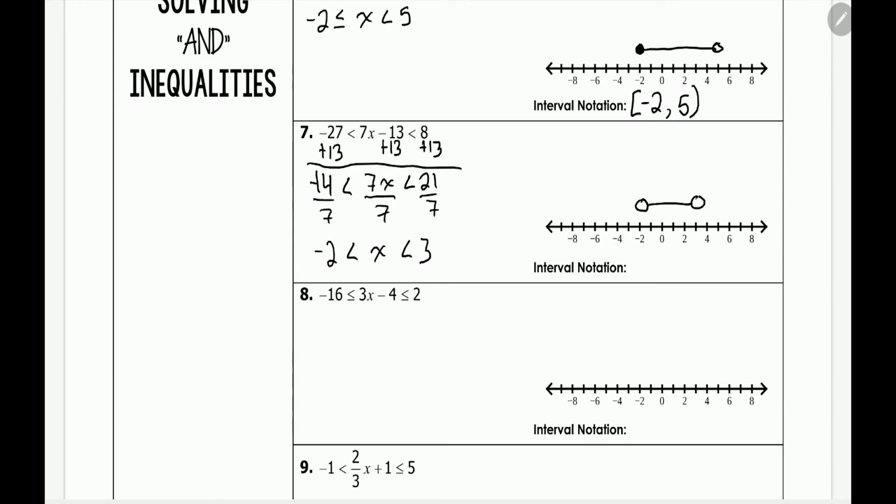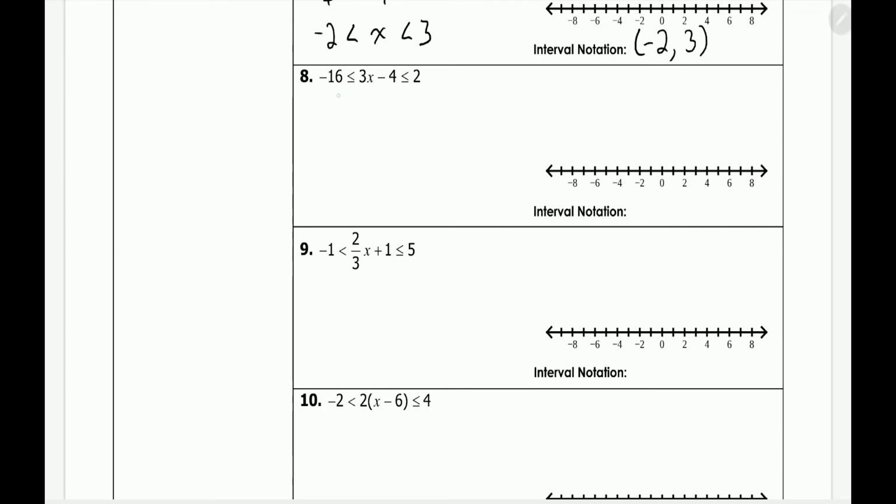So now we have to do our interval notation. So starting from the left, we take a pit stop at -2. It's an open circle, so we have parentheses. And then we go on to +3. It's also open, so parentheses. That's it. Let's move on to number 8.